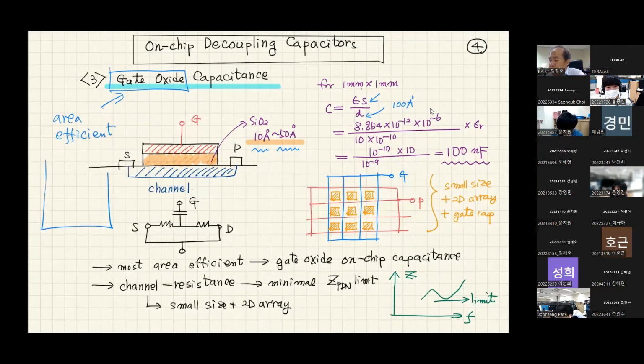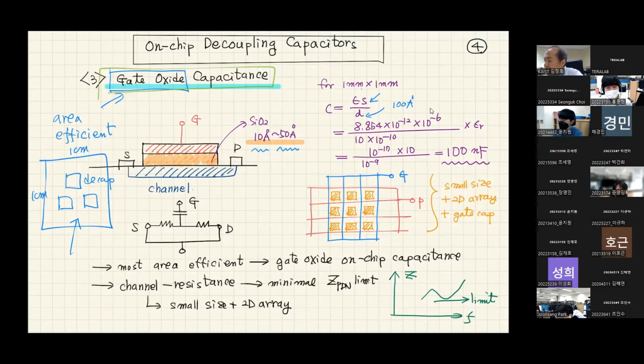Let's assume that this is your silicon chip, 1 centimeter by 1 centimeter. This is the most expensive area in the world, probably as expensive as your diamond. So we need some decoupling capacitors, but we want to minimize the area to reduce the cost. In that regard, gate capacitance is the most useful capacitance inside the chip.